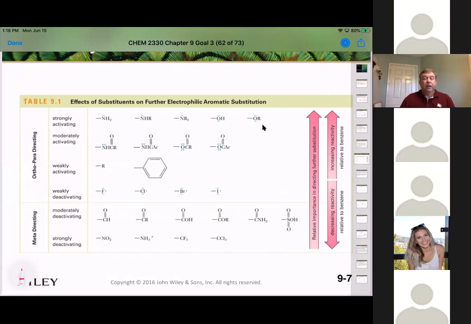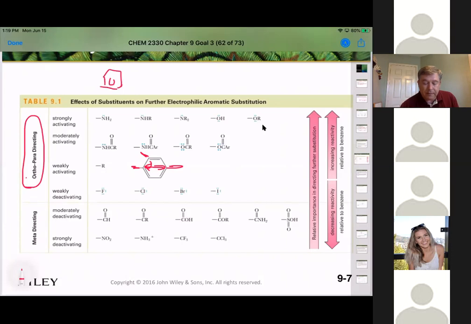Okay? So the first thing I want to look at is our group here that we're going to call ortho-para directors. What that means is that, of course, we're going to promote reactions that are 1 carbon over from the substituent or 3 carbons over from the substituent. So if our substituent is here, it's going to direct in this position or that position, because this would be the 1, 2, which is ortho. This is 1, 4, which is para. Okay, so that's what our ortho and para directors are.